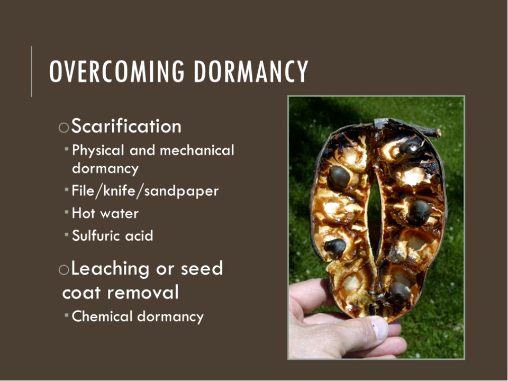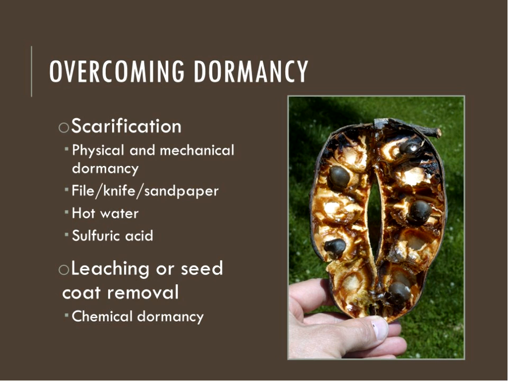If we have a seed coat dormancy, all right, so something about the outside of the seed is keeping it from germinating, we have to do a treatment called scarification, where basically what you're doing is just making a hole in that seed coat so that water can get in. You can do this by filing it with a file, cutting it with a knife, rubbing it with sandpaper, or sticking it in very hot water.